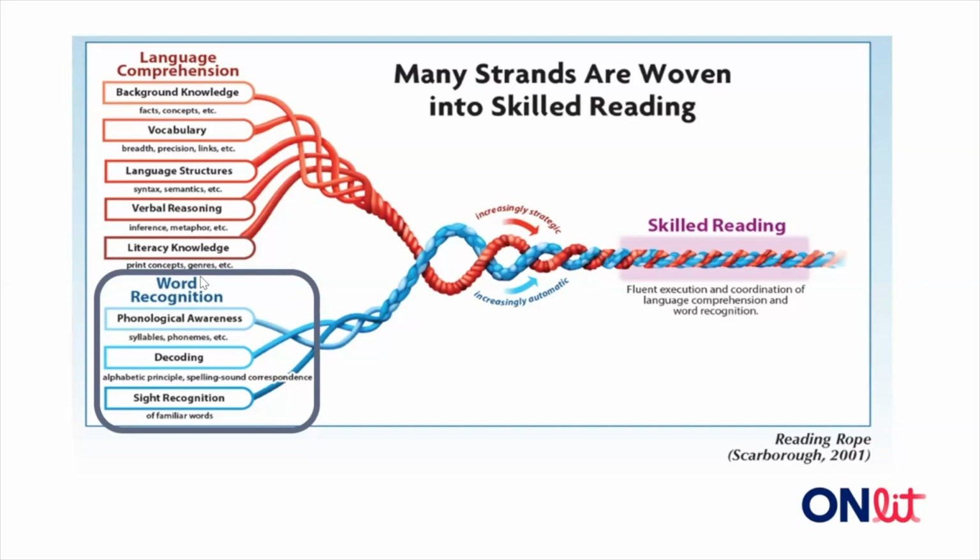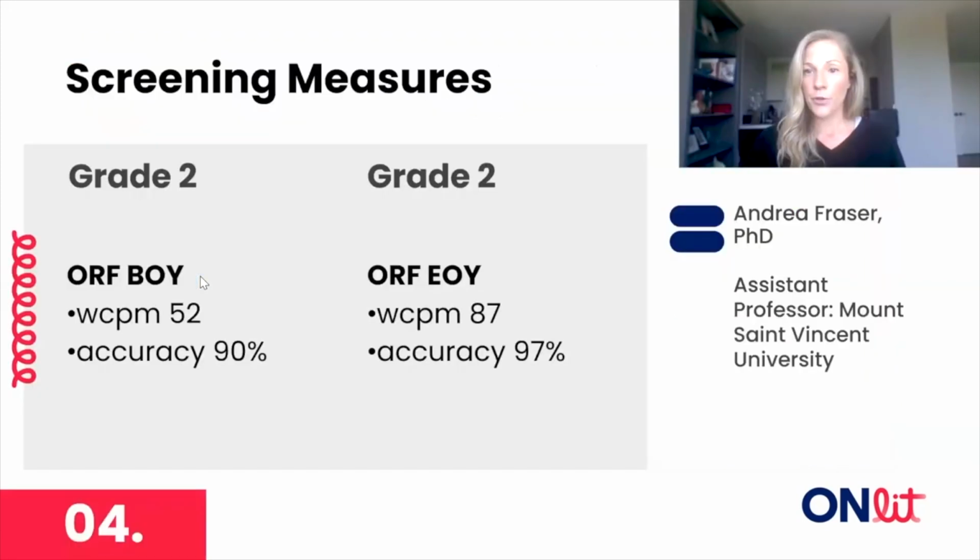It would be important to rescreen all students in the middle of the year to ensure that they are all making adequate progress and no one falls through the cracks. To further illustrate this point, let's look at cut points. These scores represent the cut points for oral reading fluency at the beginning of the year in grade 2 and the end of the year in grade 2.